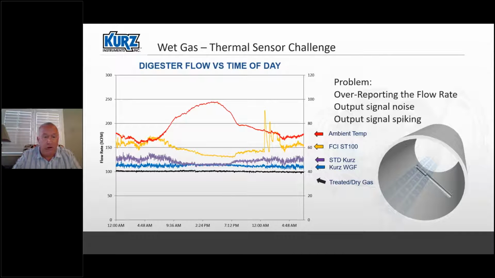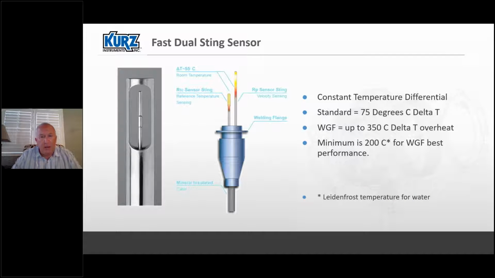That 75C overheat puts us at almost the boiling point of water, even for our standard meter design. Okay. Now the sensor itself is just two RTDs.